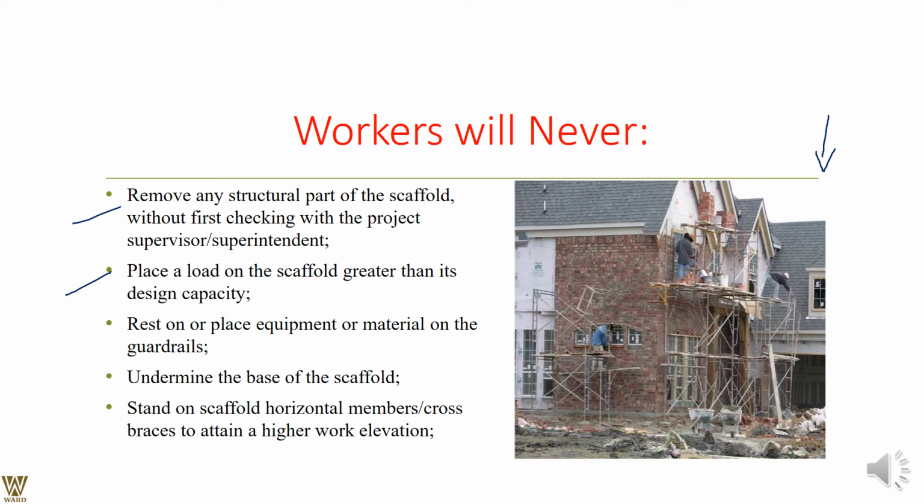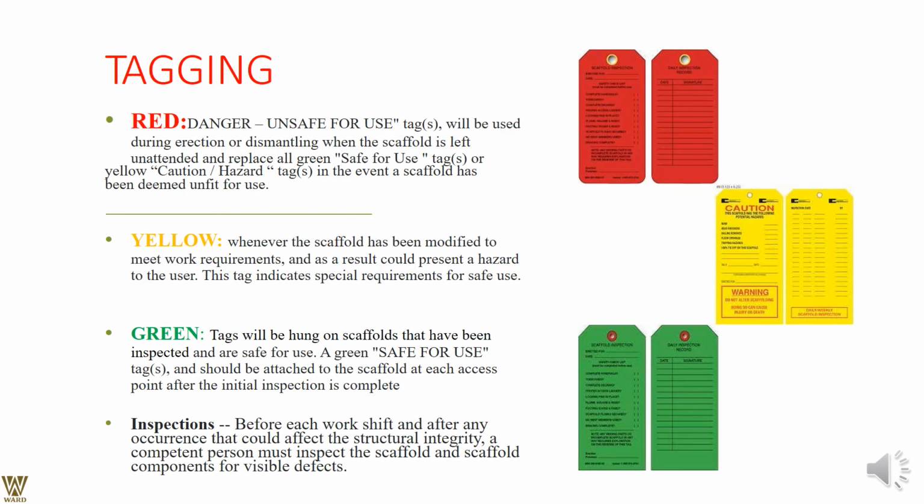Again, one of the fallacies that workers should never do is put anything on the guardrail. The guardrail is there only to prevent human beings from falling down. So that is very important. Then, undermine the base of the scaffolding, the foundation. This is the foundation, the relation with the ground, where the weight-bearing machine comes around it. Talking about it, stand on the scaffolding, horizontal members cross-brace and attain the work elevations time and again.